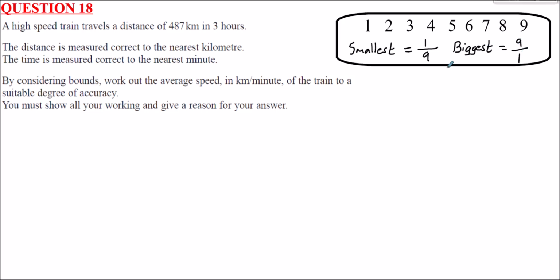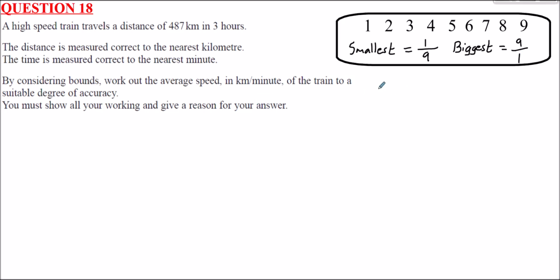So what am I saying here? Well, what I'm saying here is to work out the smallest possible bound, the smallest value, you pick the smallest number for the top, biggest number for the bottom. To pick the biggest possible answer, you go for the largest numerator and the smallest denominator. So we're going to apply this logic here. So we want here to work out what the average speed of this train is to a suitable degree of accuracy. I'll mention this later.